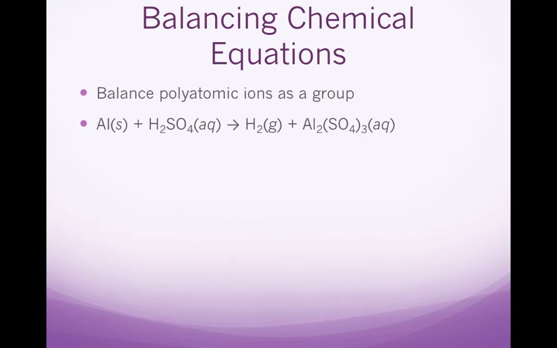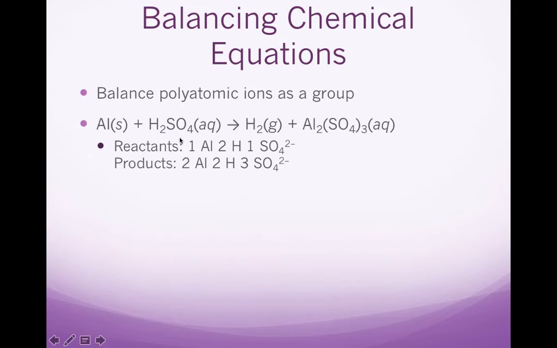If your reaction has a polyatomic ion in it, you balance the polyatomic ion as a group. So here I have sulfate ions in sulfuric acid and aluminum sulfate. So I don't balance each sulfur individually on each side and each oxygen individually on each side. I balance the sulfate ions as a whole.